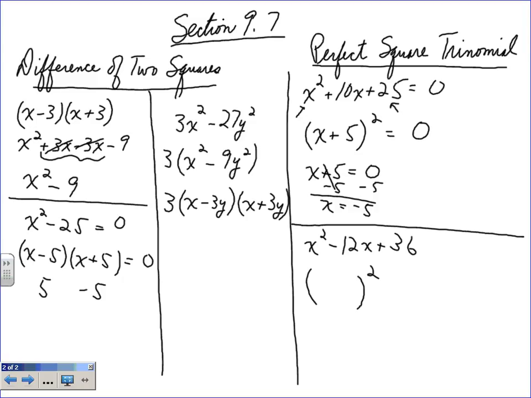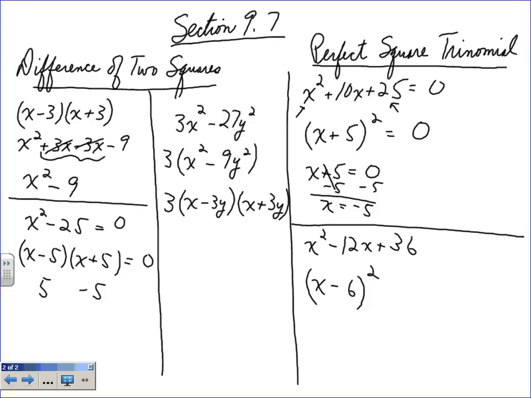If you look at the first term, it's x times x. If you look at the last term, it is 6 times 6. So maybe it'll factor with the x here and the 6 there. And what about that middle sign? What about the sign? It's going to be negative.